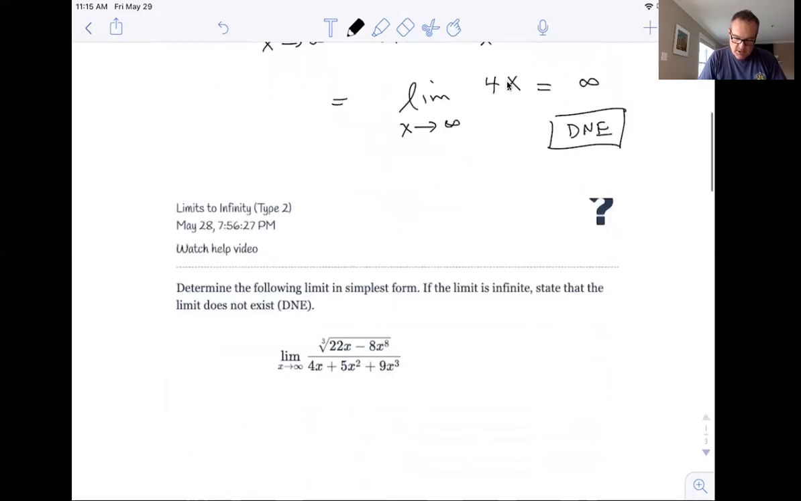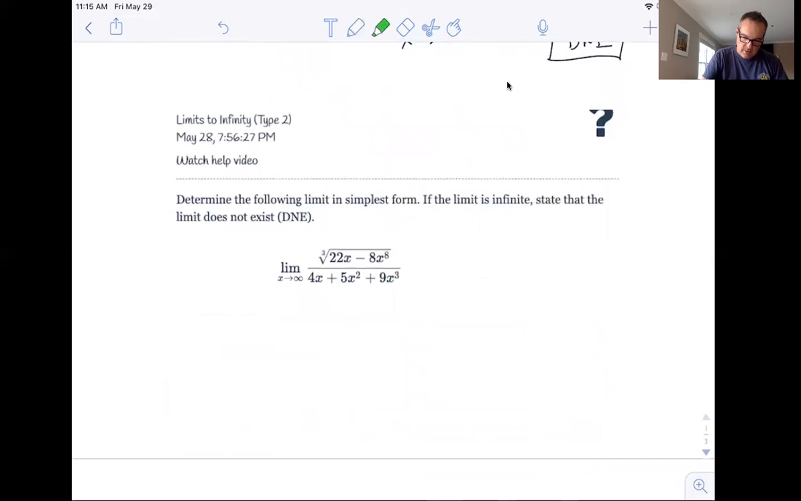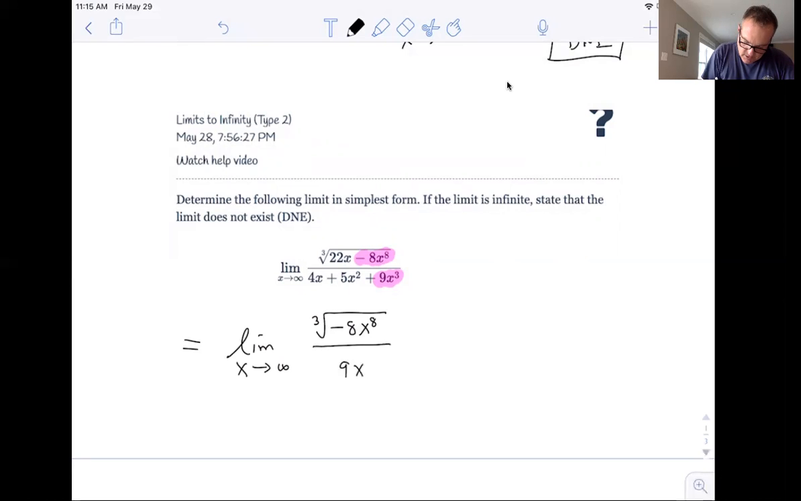So let's look at another example. And I'll go a little quicker here because the same stuff applies. All I care about is this negative 8x to the 8th. In the bottom, the highest power is 9x cubed. So if I rewrite this limit, I have the limit as x gets close to infinity of the cube root of negative 8x to the 8th over 9x to the 3rd.